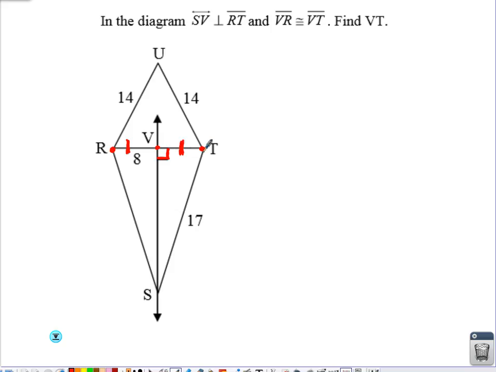Let me remind you of a theorem that states if a point is on the perpendicular bisector. Does everybody understand point S right here is on the perpendicular bisector? If a point lies on the perpendicular bisector, then it is equidistant to the endpoints. So what kind of triangle is this? Isosceles. This and this are going to be the same. If this is 17, then this is 17.